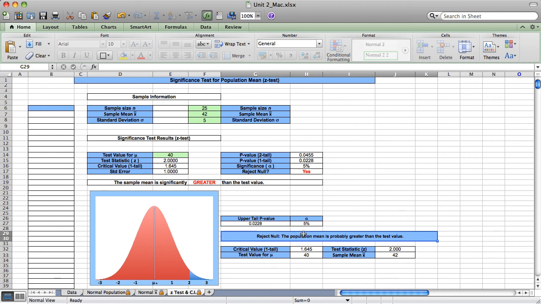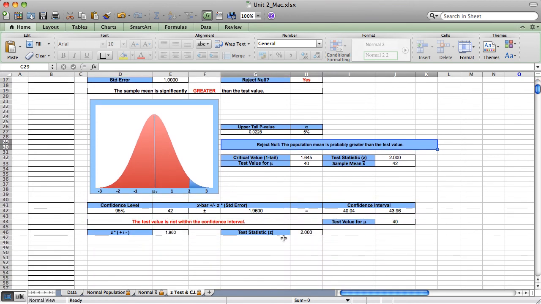Now the test of significance can tell me that much. It can tell me reject the null in favor of the greater than alternative. But it can't tell me what the population mean probably is. After all, we used to think it was 40, and now we've just decided that it's no longer 40, it's something greater than 40. That all raises the question, how much greater than 40? Our confidence interval will tell me that.